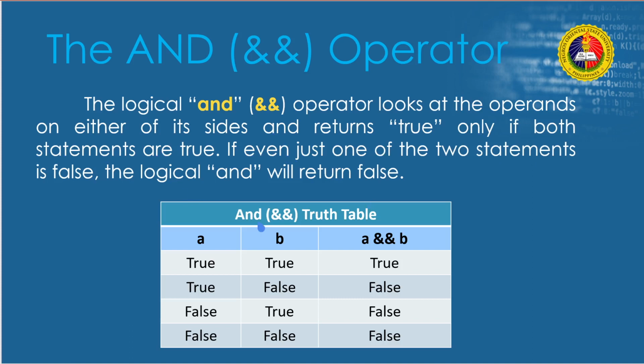So if we're going to use AND, here's the thing. If both A and B are true, then A and B is true, diba? However, if one of them is false, let's say for example A is true, B is false, then the statement is false. And if A is false and B is true, then the entire thing is false. If both of them are false, then the statement is false. Alright, so that's how we're going to determine the condition, whether it's true or not.